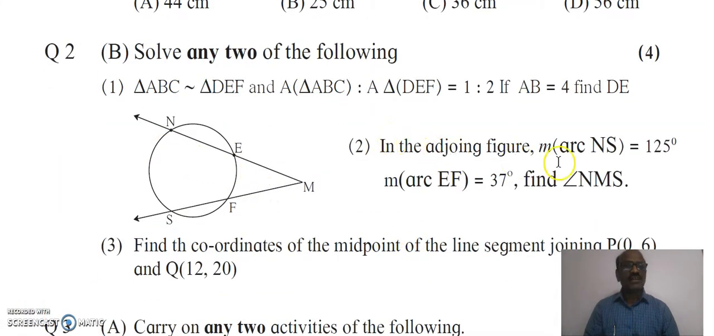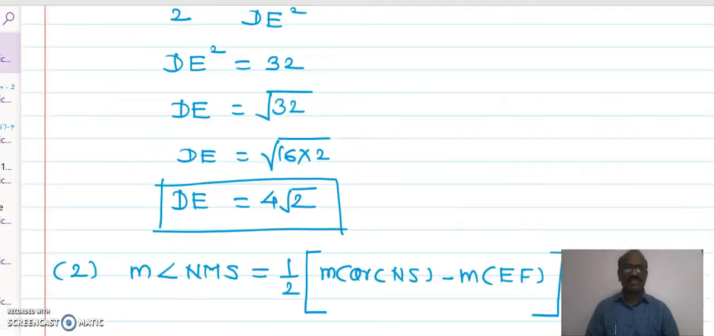In the adjoining figure, the measure of arc NS is 125 and the measure of arc EF is 37. Then find the angle NMS. To find the measure of this angle, these are two secants. They intersect in the exterior of the circle. Therefore, the measure of this angle is equal to 1 upon 2, in bracket, the difference of these two arcs.